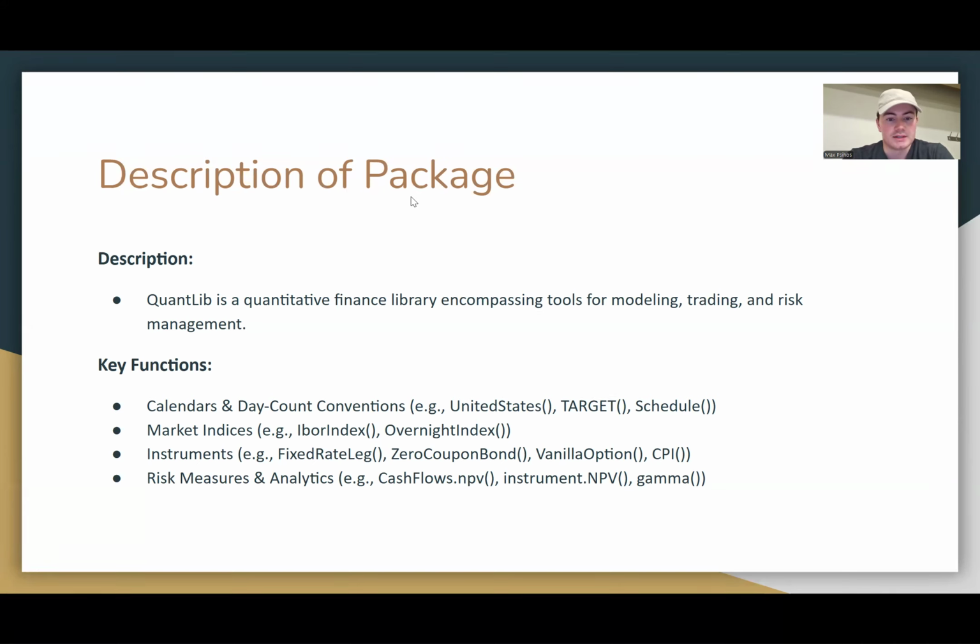You can also use market indices, so overnight indexes. We also use in our code instruments, so the fixed rate leg or the fixed rate of a loan. You can also do zero coupon bonds and the consumer price index. As well, there are some risk measures and analytics. So if you're predicting cash flows over time, or doing essentially what we do in our code, the cost of a loan over time, you'll be able to see that using the Quantlib package.